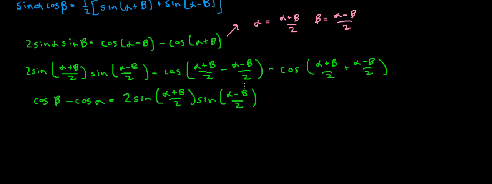Quite often this formula is written with a minus sign over here, and they just switch the alpha and the beta. So if I multiply both sides by minus 1, I'll get cosine alpha. It just makes the alpha positive. I guess it's just more aesthetically pleasing to people who write math books. So this would be minus 2 sine alpha plus beta over 2.